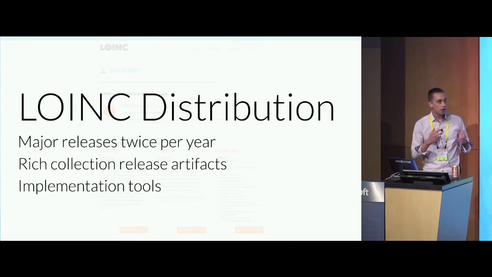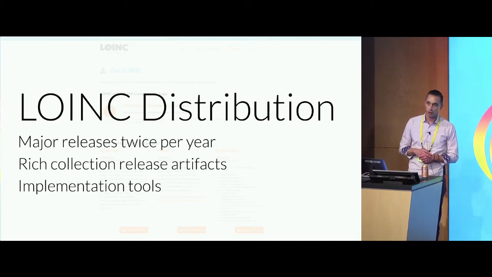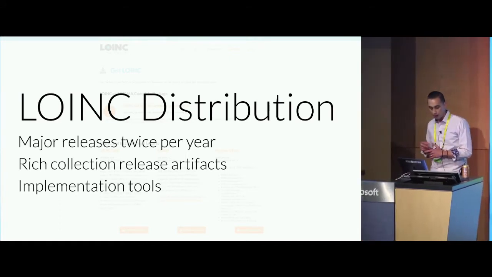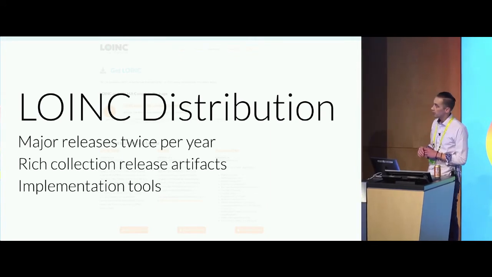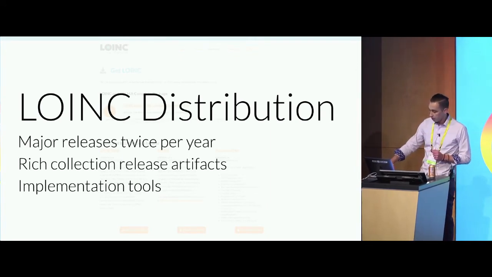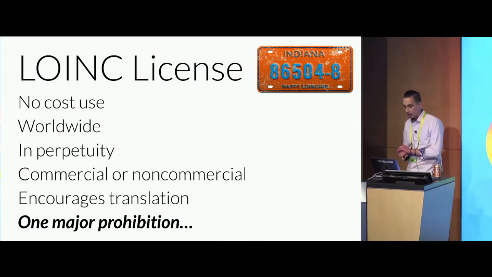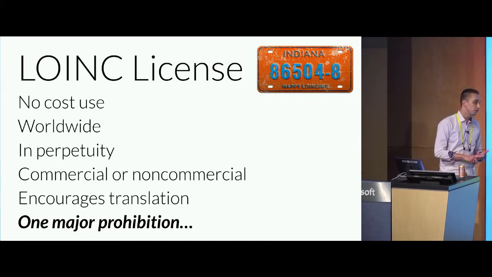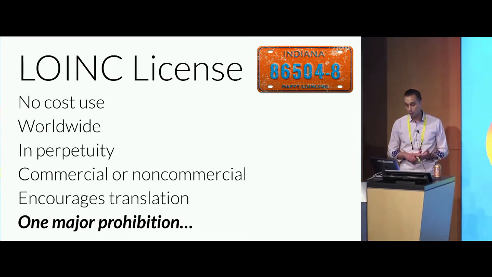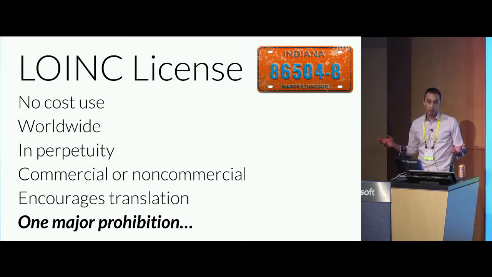So we package up the release content in 2 new versions that happen twice per year. We're just a week or 2 away from our June release, and we'll have another one in December. As I mentioned, we have a whole collection of release artifacts and implementation tools that are distributed with it. But importantly, I wanted to mention a couple things about the LOINC license, which lets you know how you can use LOINC. Obviously, one of the most important things is that it's available at no cost worldwide, anywhere, in perpetuity for both commercial and non-commercial purposes.